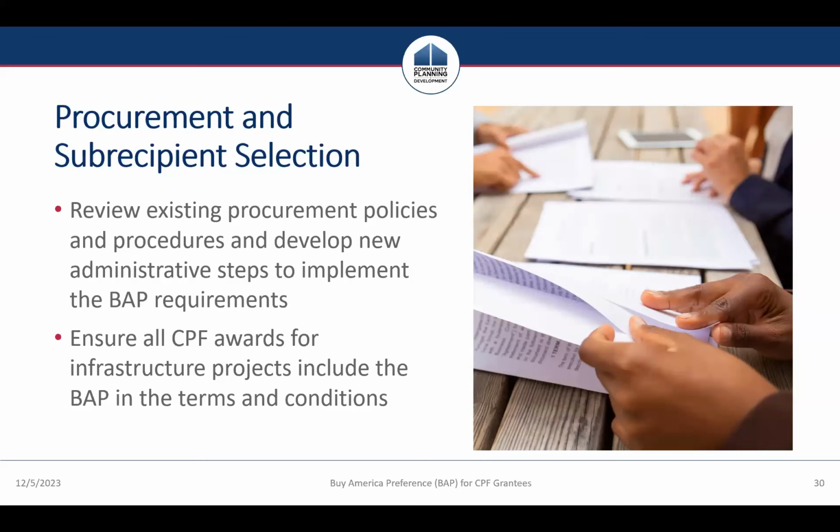To operationalize the BAP requirements locally, you should review existing procurement policies and procedures to ensure that the BAP requirements are included in your procurement documents and contracts. BAP contract language is included in the special conditions section of your CPF HUD grant agreement. The contract language should be incorporated into all agreements, even if the BAP does not yet apply because of the phased implementation date. The BAP must be included in all bidding documents, subawards, contracts, and purchase orders for products supplied to complete the work.